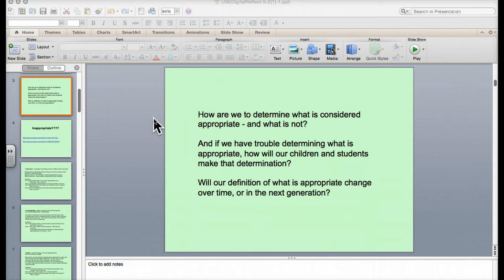So here's the simple questions. How do we determine what is considered appropriate and what is not in the use of this digital life that we live in? And if we have trouble determining what is appropriate, how will our children and students make that determination? And will our definition of what is appropriate change over time or in the next generation?